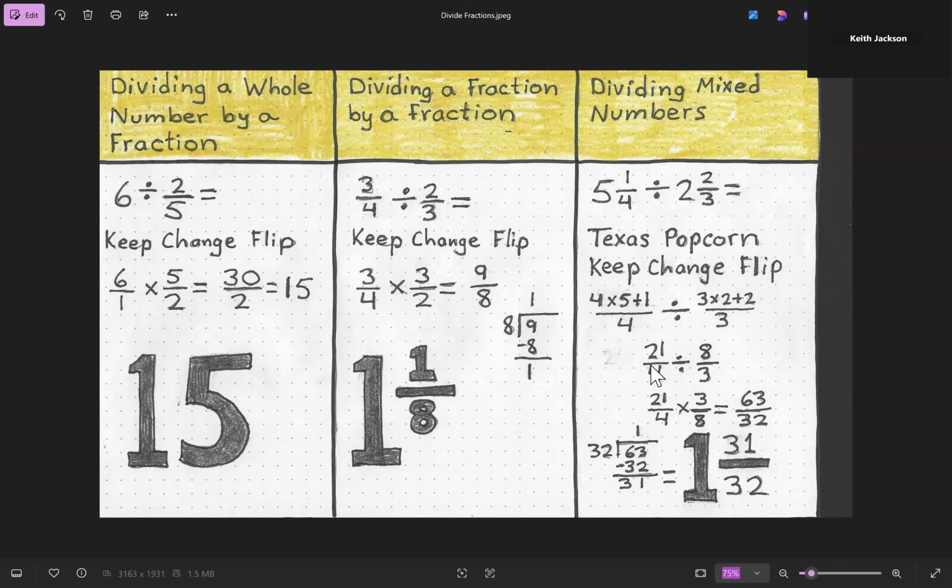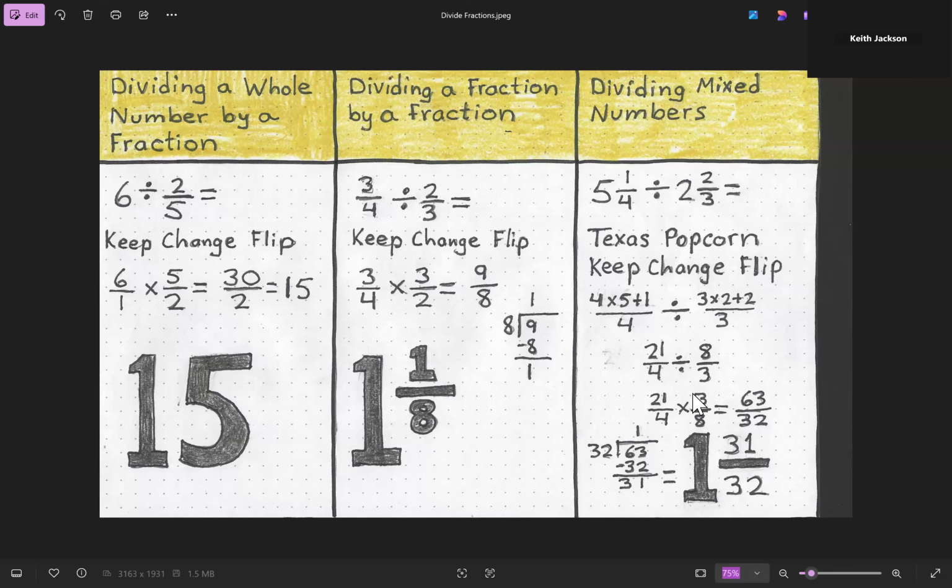Here's what we have when we do that. We'll end up with 21/4, but let's not go too fast, right? Because we're going to have to do the same thing to 2 and 2/3. We're going to multiply the denominator by the whole number 2, and then add 2 to it. What that ends up giving us is 8/3. So now we have 21/4 divided by 8/3, but not so fast, right? Now we have to apply the keep, change, flip method, in which we're going to keep 21/4 the same, and we're going to multiply that by 3/8.